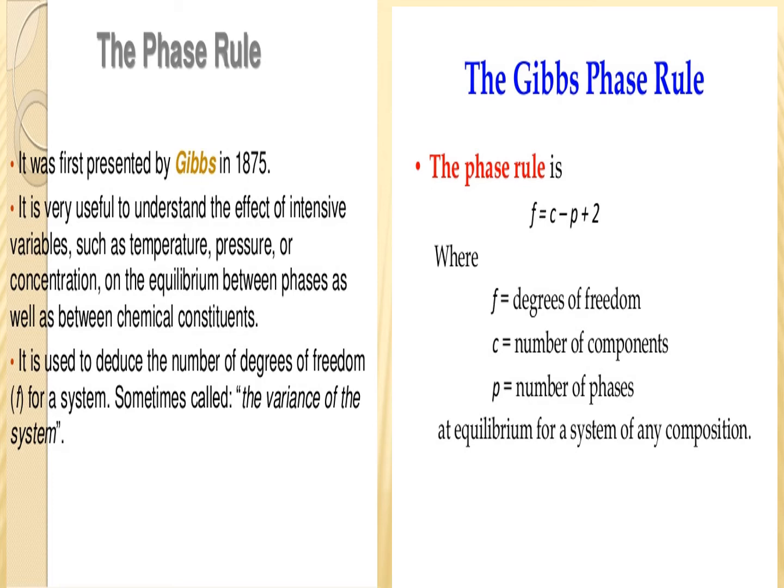It is very useful to understand the effect of intensive variables such as temperature, pressure, or concentration, and the equilibrium between phases as well as between chemical constituents. It is used to deduce the number of degrees of freedom F for a system, sometimes called the variance of the system. So the Gibbs phase rule is F = C - P + 2, where F is the degrees of freedom, C is the number of components, and P is the number of phases at equilibrium for a system of any composition.